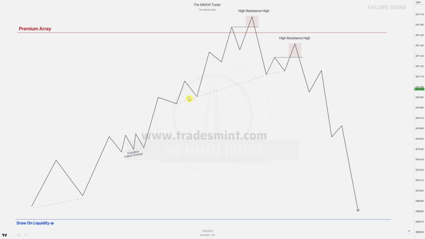Now we can see all these lows, these failure swings, and they are all still in premium, which makes it even better if we want to draw at least into discount and eventually target lower.